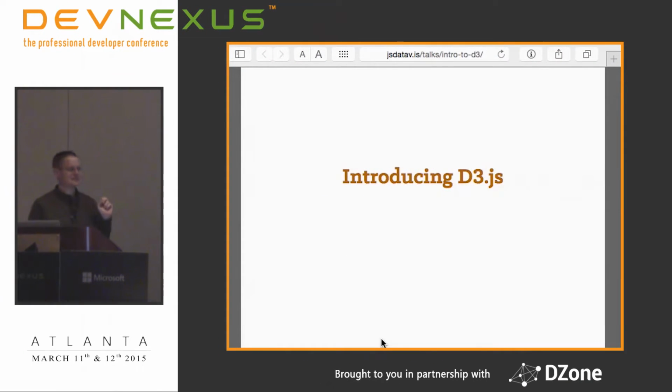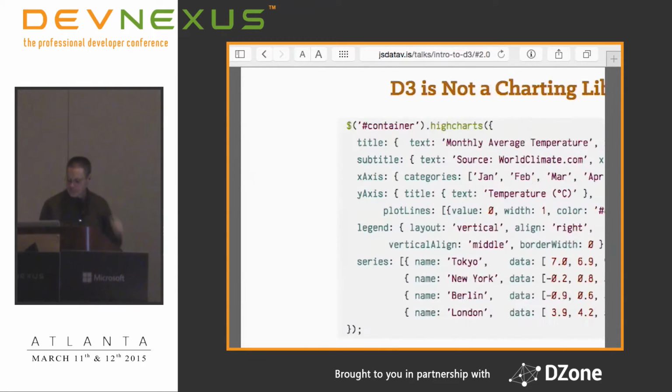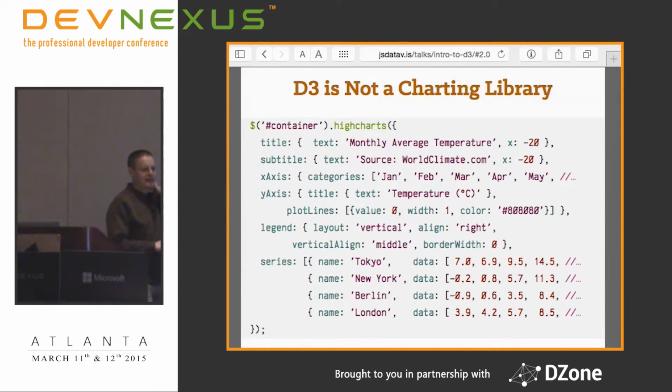This talk is about D3.js, which I'm guessing most of you at least have an inkling is a data visualization something or other to do with JavaScript. I think the first thing I'd like to do, though, is clear up a misconception that I know a lot of people have. Certainly I had it three or four years ago when I started playing around with D3. D3 is not a charting library.